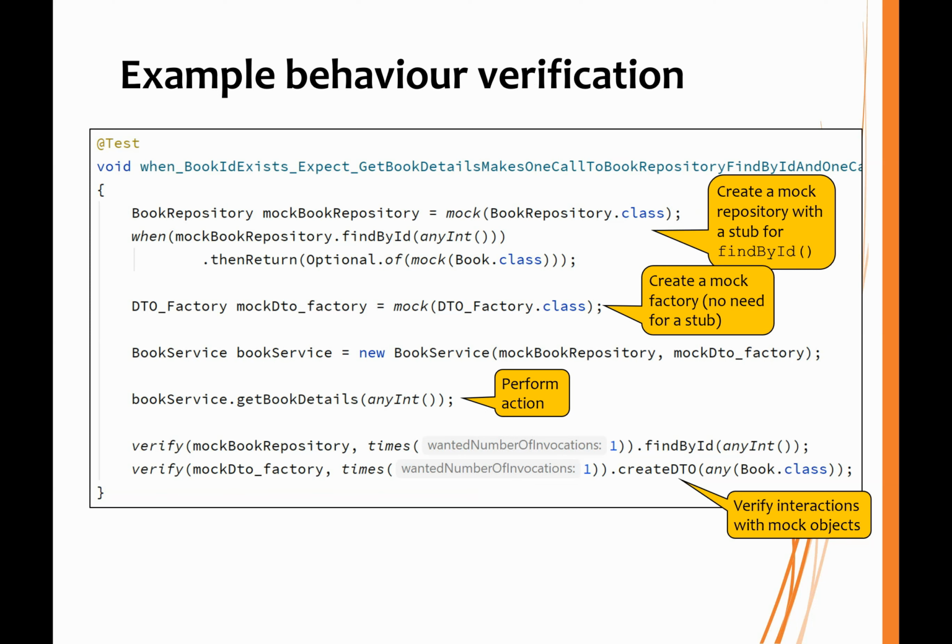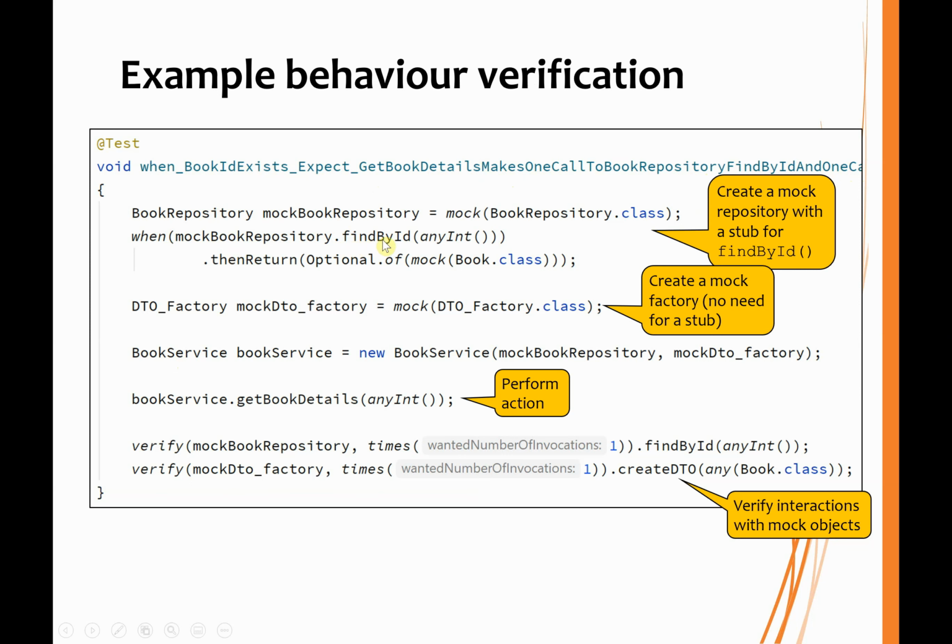If we were to verify behavior, our test would look a bit different. In this case, when the book ID exists, we expect that getBookDetails will make one call to book repository find by ID and one call, and the method name disappears off the screenshot here, but we'll see in a minute what we're actually verifying. So here's the mock book repository.